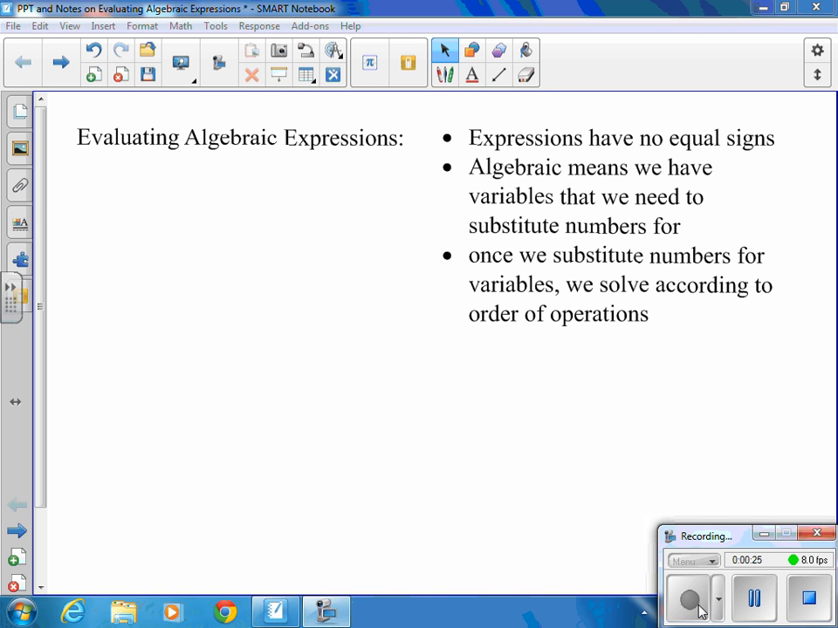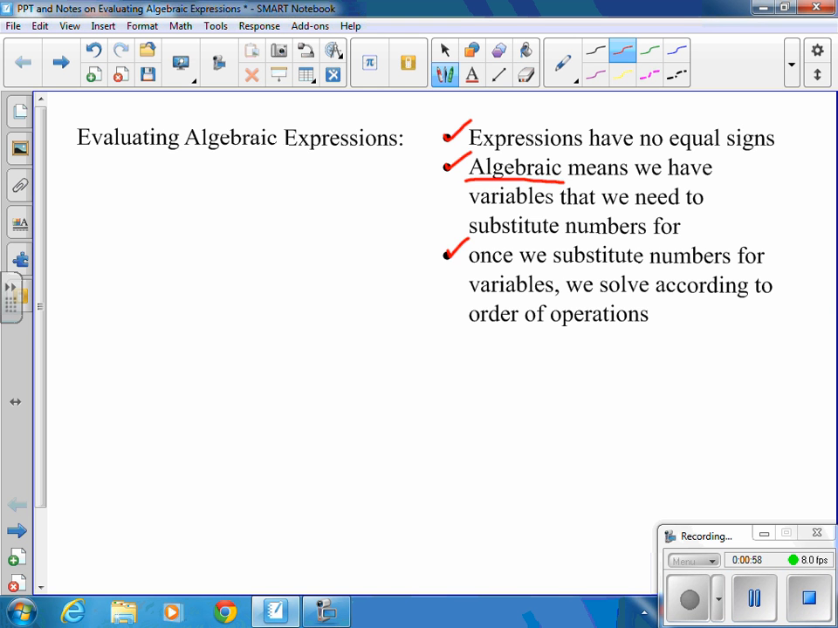You have to think about a couple of things though as we're doing this. Expressions, first of all, have no equal signs. It's just a number sentence, so to speak, with no equal sign at the end. So you're taking some very large sentence and making it down into one number, or maybe a number and a variable. Algebraic means that we have variables that we need to substitute numbers for. So they're going to give you X, Y, and Z, and you will substitute in whatever numbers they tell you X, Y, and Z are.